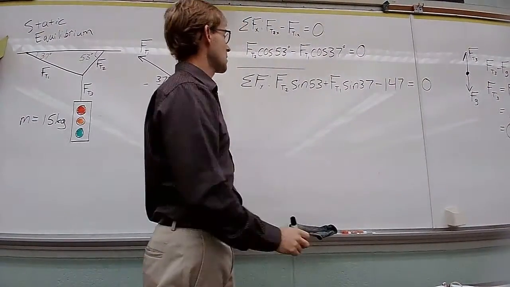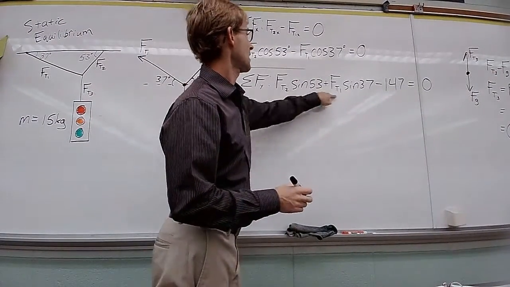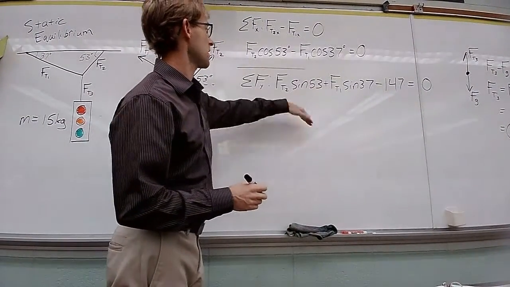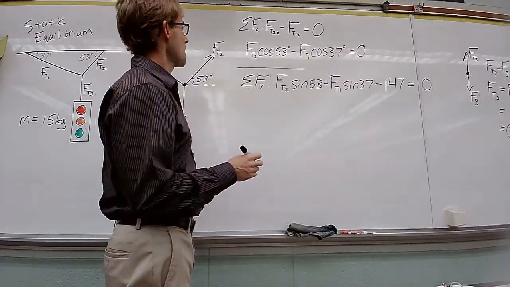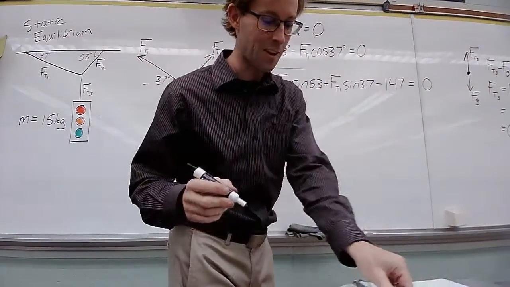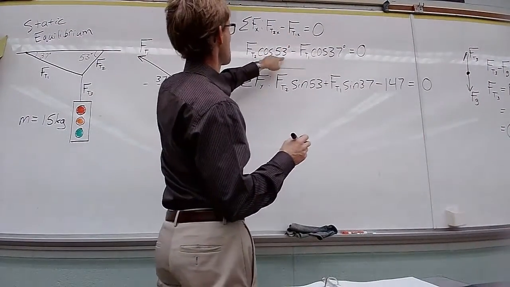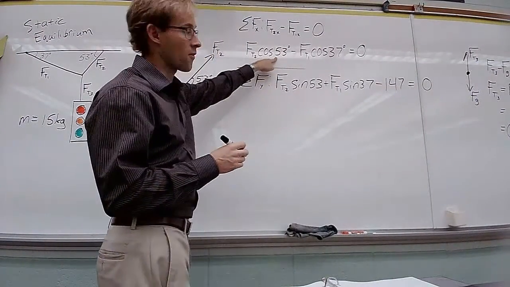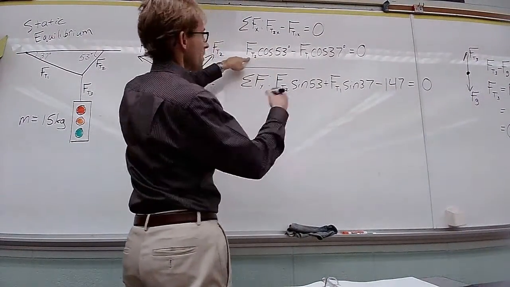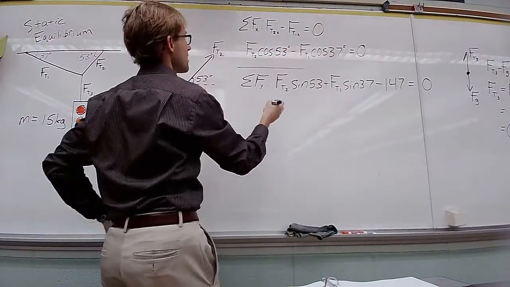Yes. But we've still got two unknowns. So we're going to do a little bit of math to fix that. Forget what the rule is called, substitution or something. What I'm going to do is take this equation in the x direction and solve it for FT2. That's one way you could do it. You could also solve for FT1.